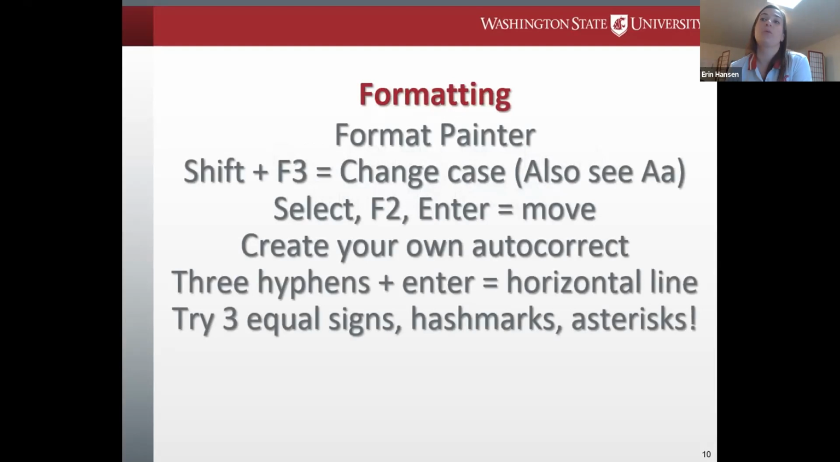All right, next with formatting. The format painter is a super useful function. I use it a lot. Basically, if you select text which is formatted the way you want it, click the format painter and then paint that section of text that you want to be the same as the other format. So maybe it's the font color or size or something. It'll replicate that automatically.